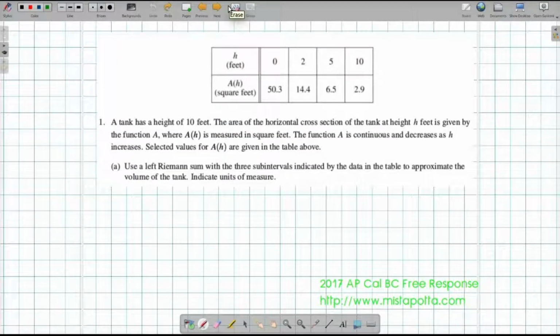So for the first question, it says a tank has a height of 10 feet. The area of the horizontal cross-section of the tank at height h is given by the function a of h, measured in square feet. The function a is continuous and decreases as h increases. Selected values for h, a of h, are given in the table.